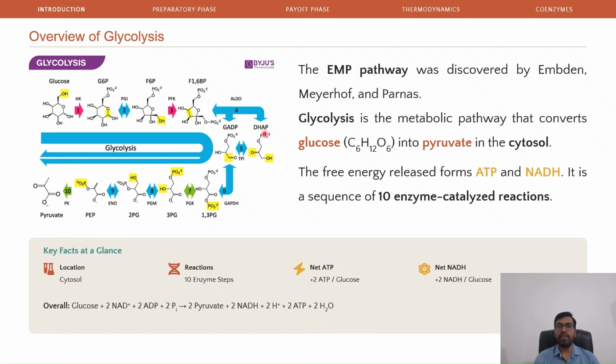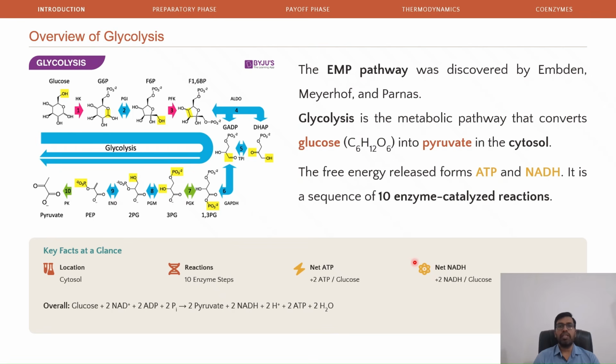Now, if I have to define it biochemically, glycolysis is a metabolic pathway that converts a molecule of glucose into two molecules of pyruvate. It happens inside the cytosol of all cells. During the conversion of glucose to pyruvate, some amount of free energy is liberated, and that free energy is utilized to synthesize ATP and NADH. These ATP and NADH will be utilized for all other biochemical reactions that require energy.